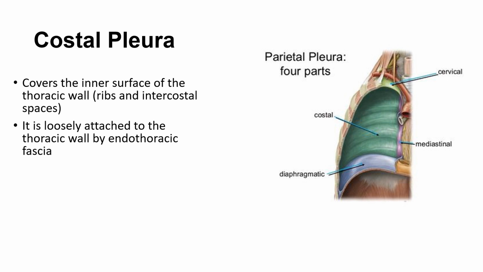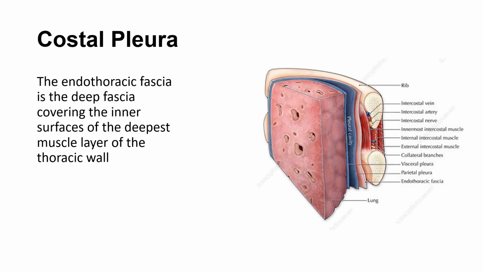Costal pleura covers the inner surface of the thoracic wall, that is ribs and intercostal spaces, and it also covers the inner surface on the lateral aspect of the sternum. It is loosely attached to the thoracic wall by the endothoracic fascia. The endothoracic fascia is the deep fascia of the thorax and it lies inner to the innermost layer of the intercostal muscles and the inner surface of the ribs and outer to the parietal pleura.